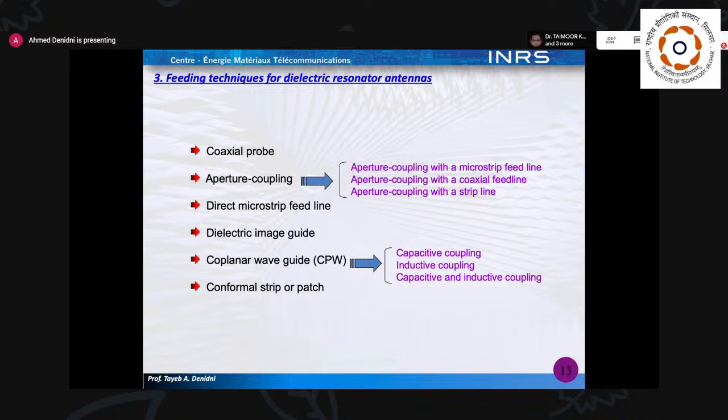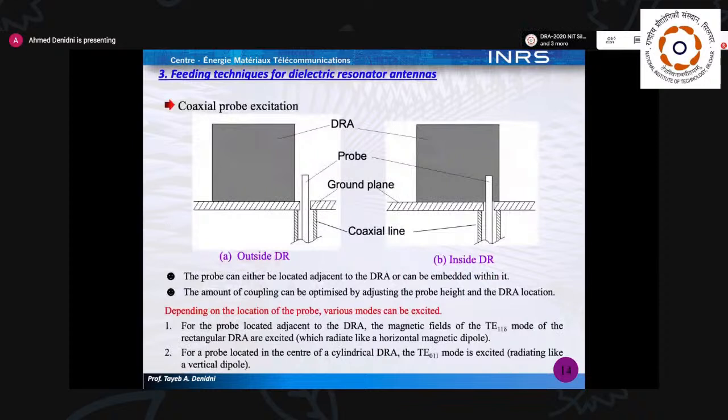We go through some examples for each one of these types of excitation. We start with the coaxial feeding probe. This coaxial probe can be inside or outside. The probe is either located inside, and when we put it here, we have the coupling between the feeding and the resonator.